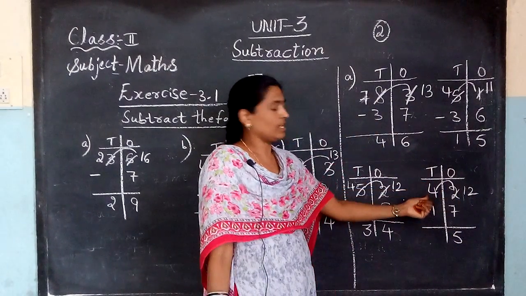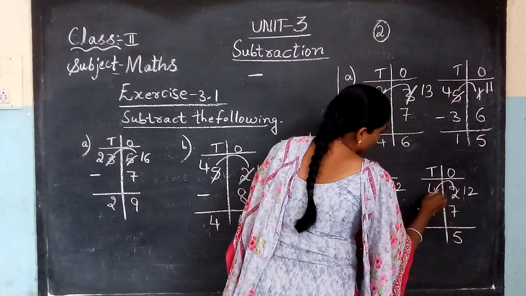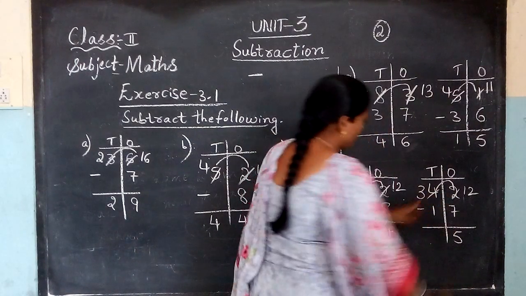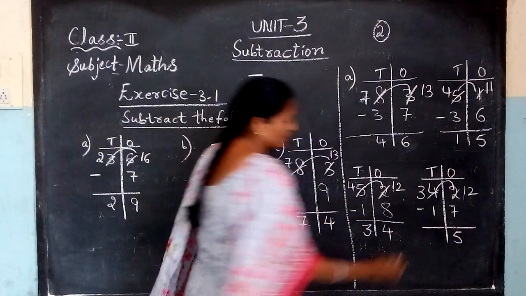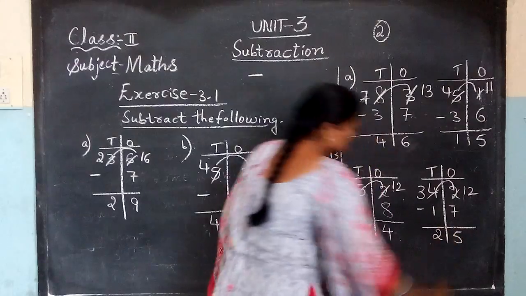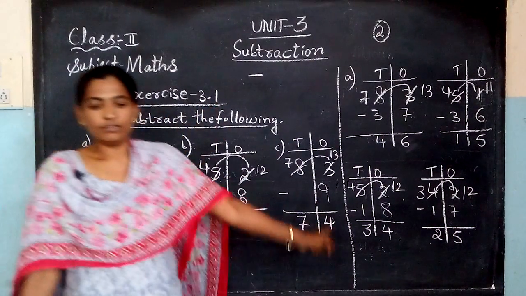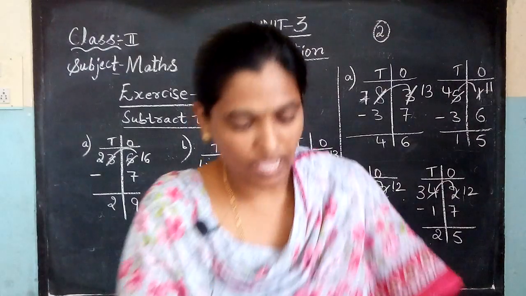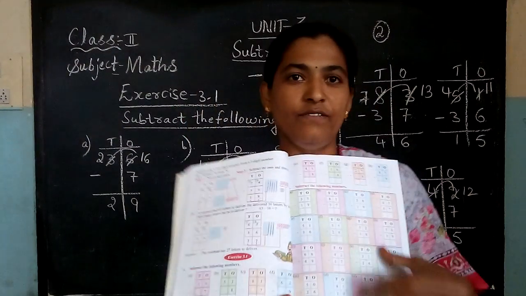In the tens column, one number will be less. Yes, what number will come? The number before 4 is 3. 3 in the mind and 1 in your finger. 3 before: 2. I think you understood this. In exercise 3.1, do this as homework. I will send the pictures. These are page numbers 46 and 47.